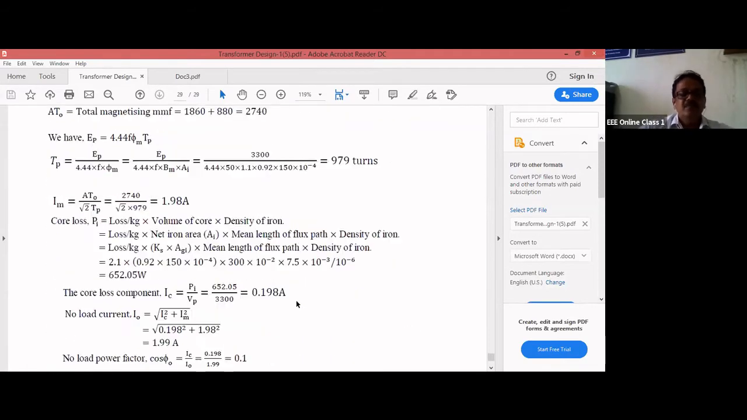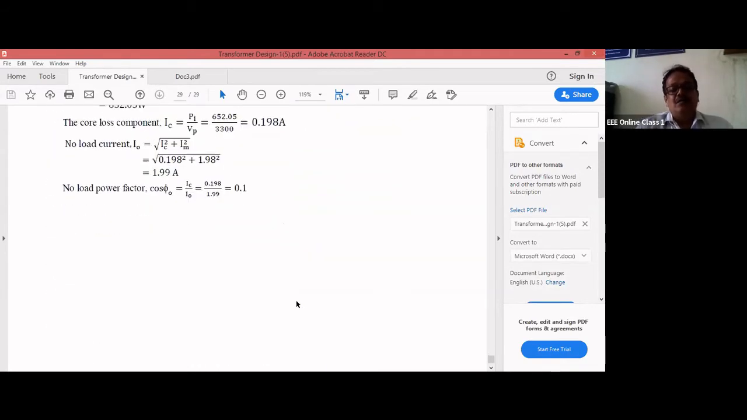I still have another 3 to 4 problems. One problem we will do on 3 phase, and the others in tomorrow's class. That ends the problems based on the no load current of a transformer. And if possible, if you don't turn up on Saturday, then I'll take it on Monday.